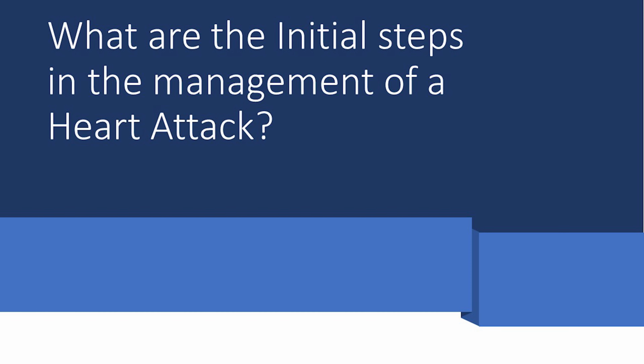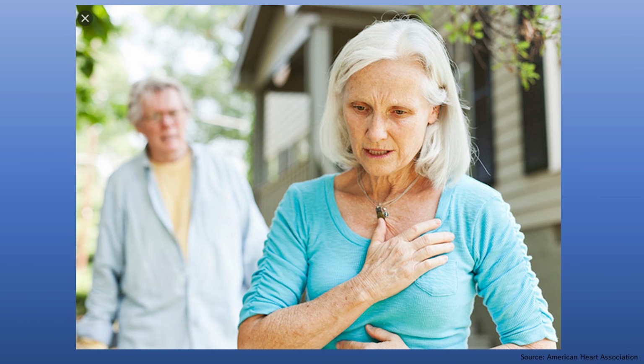What are the initial steps in the management of a heart attack? When a patient gets one of the symptoms of the heart attack mentioned earlier, he or she should call their emergency number for help. On arrival of the emergency medical team, the patient is given oxygen and an ECG is immediately performed. If ST segment elevation is noted on the ECG, the patient is taken immediately to an emergency room in a hospital capable of treating heart attacks.